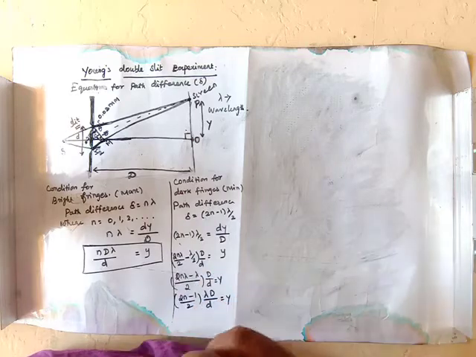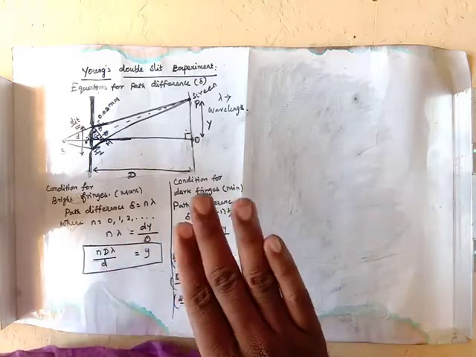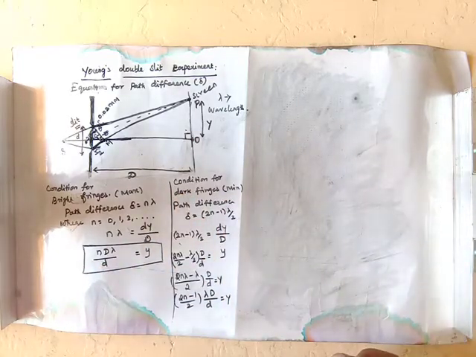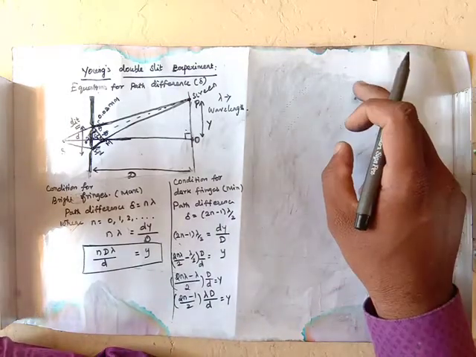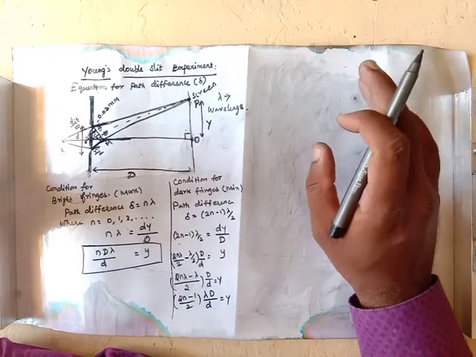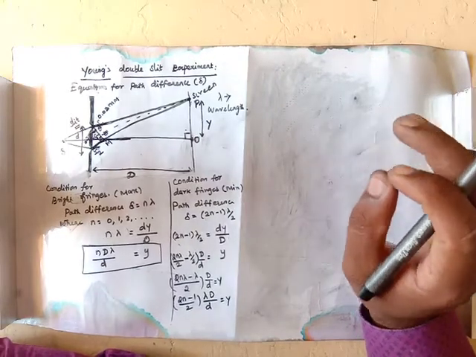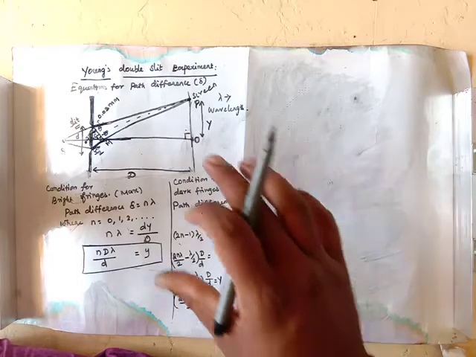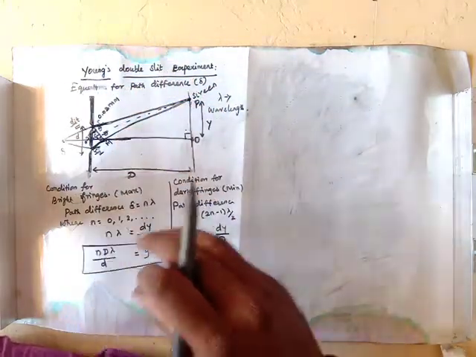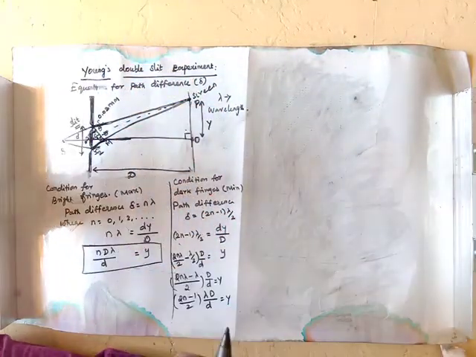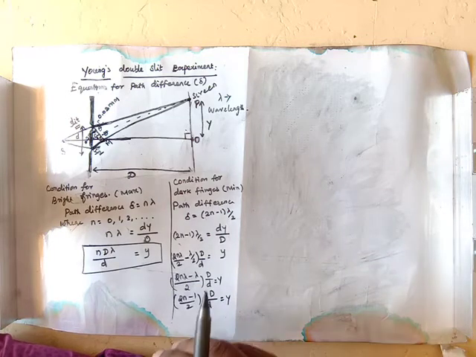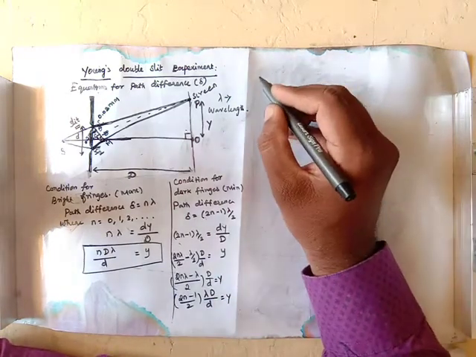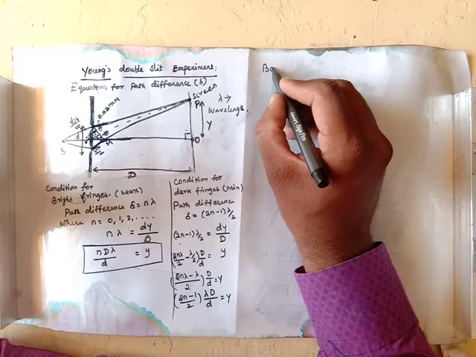Students, up to this point the answer for the question, explain the Young's double slit experiment setup and obtain the equation for the path difference, is over. Next question: obtain the equation for bandwidth in the Young double slit experiment. You need to draw the same diagram and write the answer up to the path difference. Then continue the question to calculate the bandwidth.